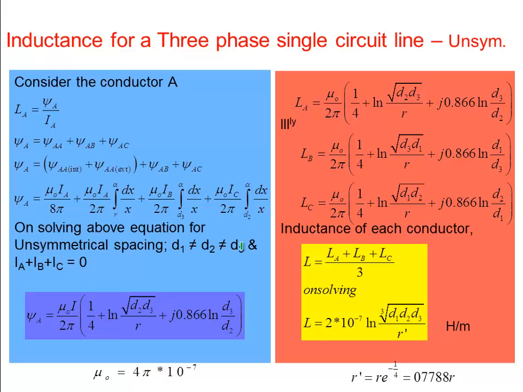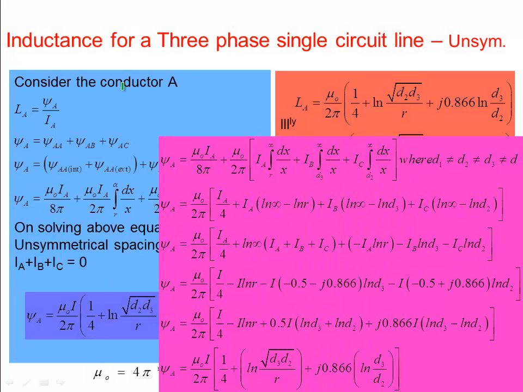And we know that in the unsymmetrical case, there is a transposition of conductors. We have to calculate the inductance for conductor A for section 1, section 2, section 3, that means part 1, part 2, part 3. Finally, we have to take all of them and average that value. Now, how can we solve the magnetic flux linkage of A for section 1?